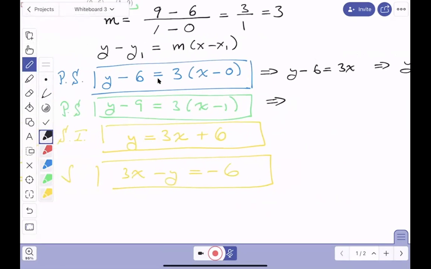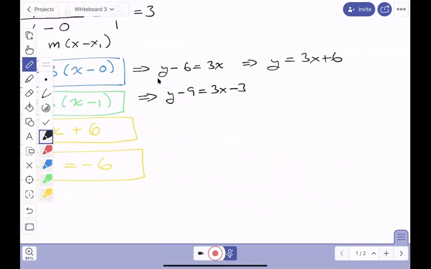All right, I'll push this back. What would you get? y minus 9 equals 3x minus 3. Let's move over. And what would I do over there? Well, I guess I'd add 9 to both sides. What would you get? y equals 3x plus 6.